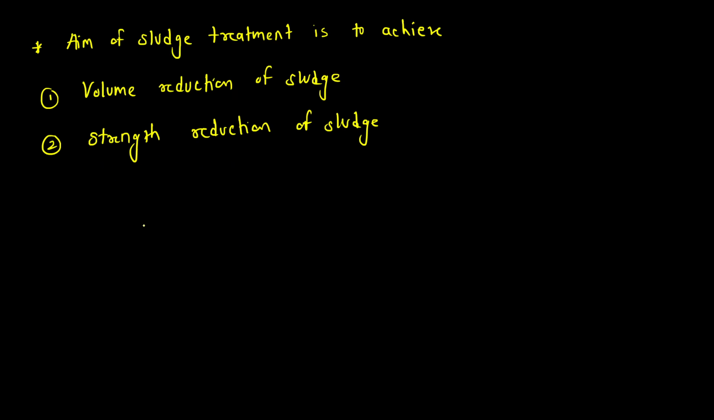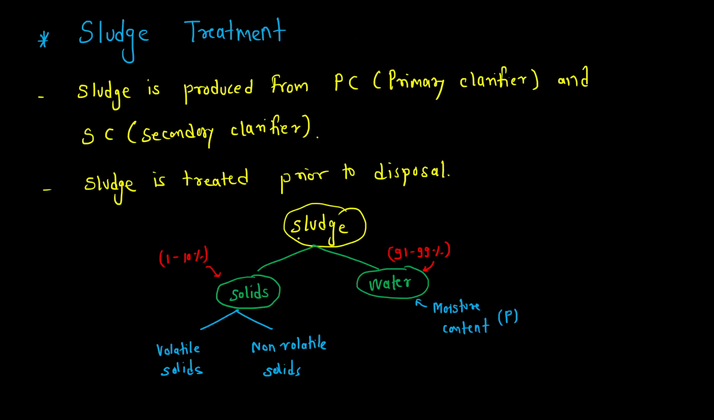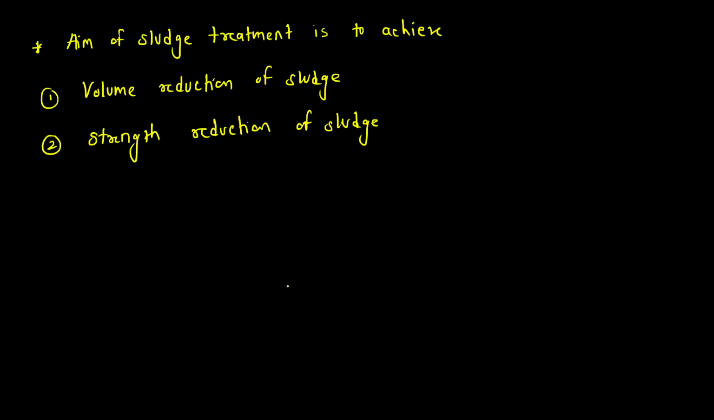What is the meaning of strength reduction? This sludge has the solids part, which consists of volatile and non-volatile solids. These solids may contain certain chemicals that are having greater concentration, and that concentration is referring to the strength of the sludge. So we have to reduce this strength of the sludge also, and this is generally reduced by the anaerobic decomposition process, or we can say anaerobic reactions.